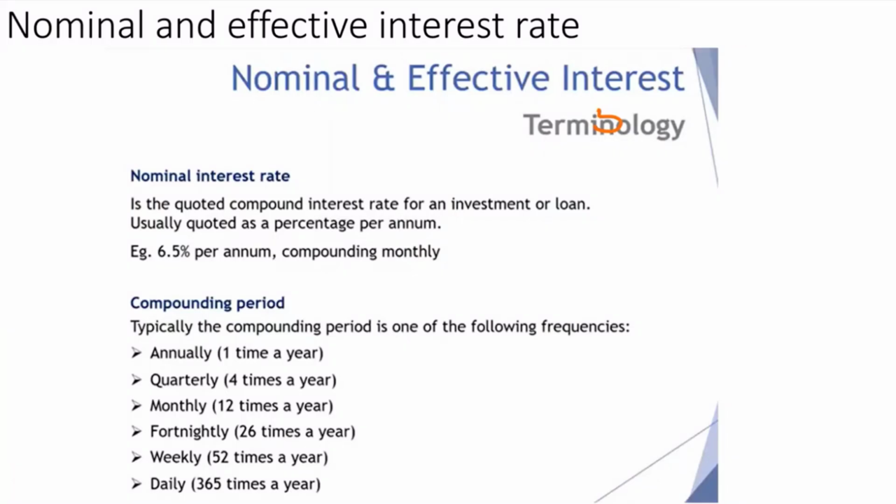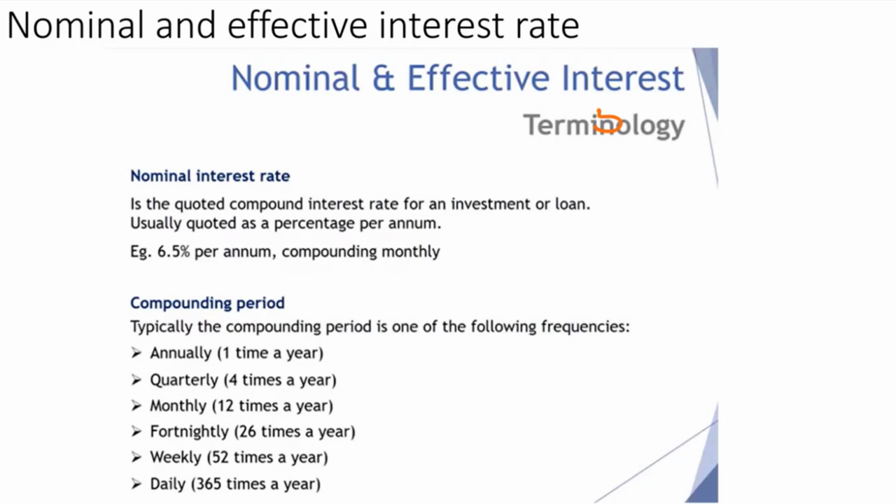Because in different modes, it's used differently. So the nominal interest rate is the quoted compound interest rate on an investment or loan, like the one that we were doing. The one that we're doing, the previous questions, that is a nominal interest rate. That is what will be quoted when you are getting your loan, and you are told the interest rate here is going to be 5% compounding annually. That is your nominal interest rate. So it's what we've been working with.